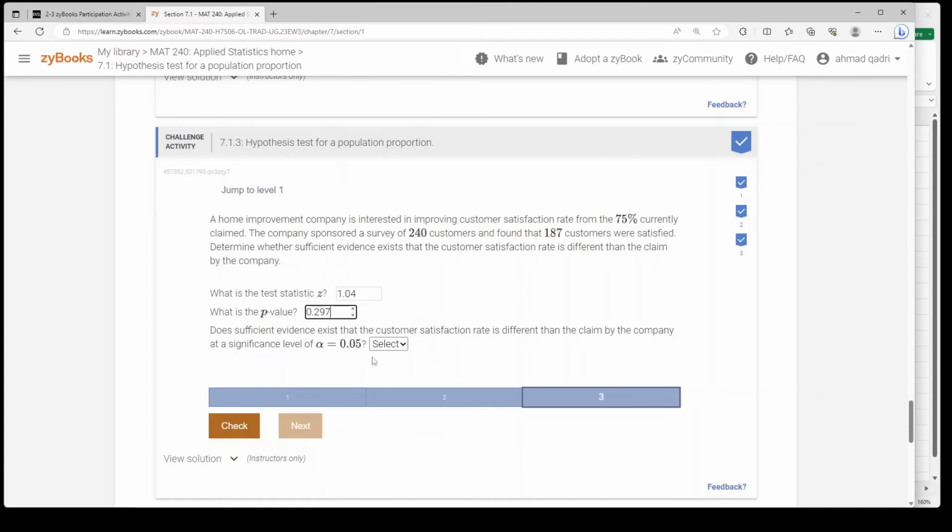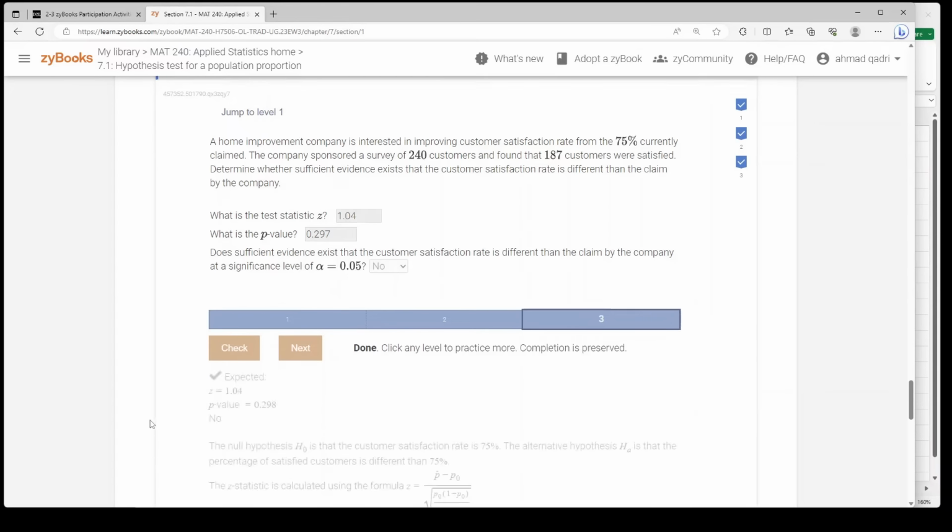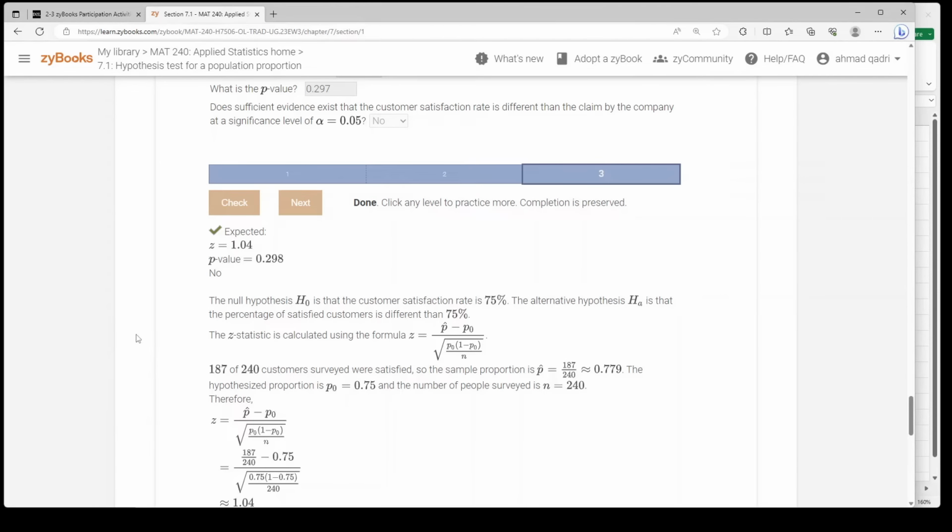And the question is whether there's sufficient evidence, and again there is no sufficient evidence because the p-value is greater than 0.05. So that's the correct answer.